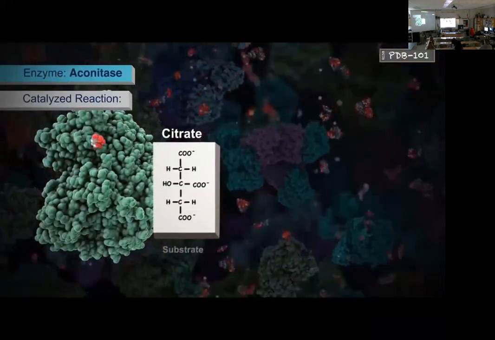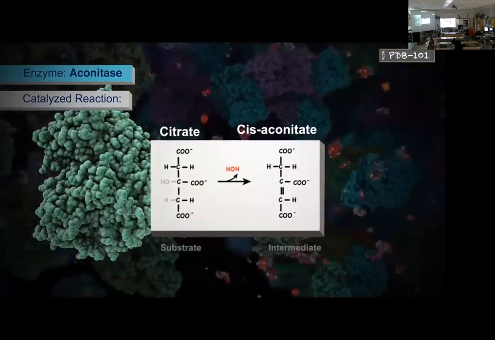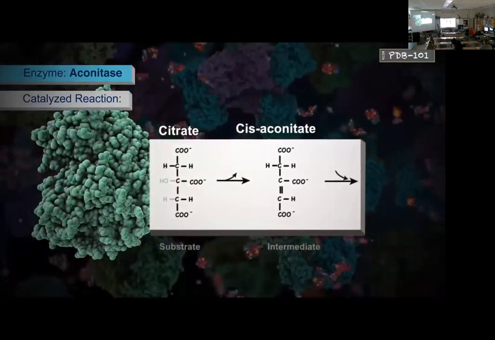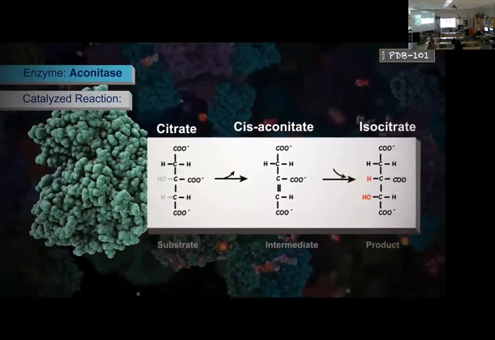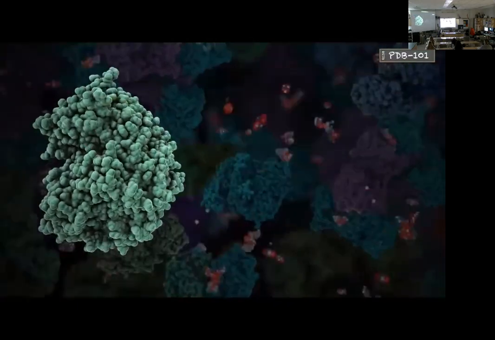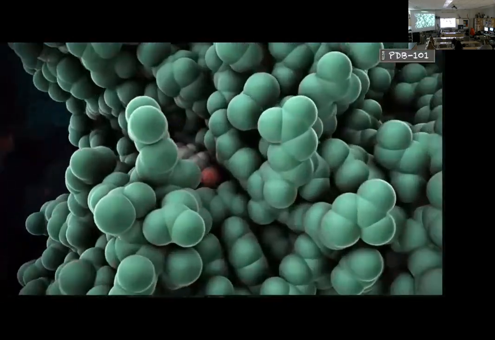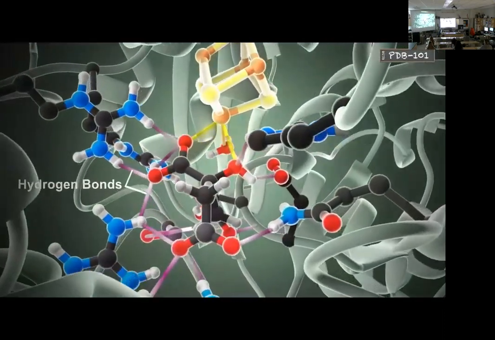Aconitase binds to its substrate citrate and removes a hydroxyl group and a hydrogen atom to form the intermediate cis-aconitate. It then adds the hydrogen and hydroxyl back in slightly different positions to form the product isocitrate. In the active site, some amino acids are perfectly positioned to recognize the substrate and hold it in the optimal position for the reaction to begin.